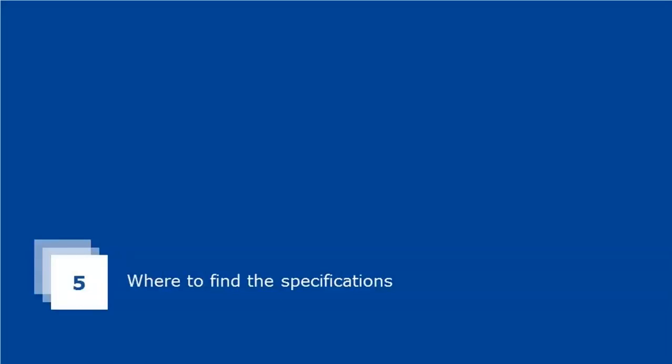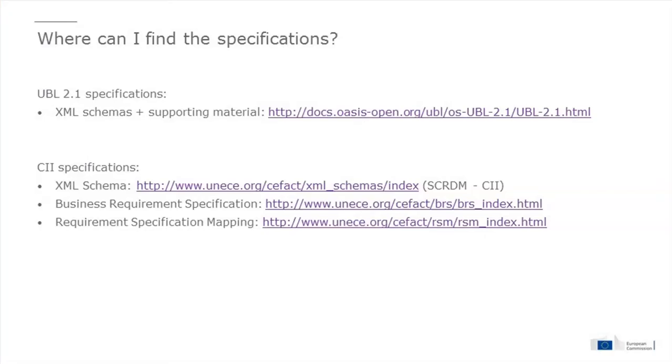So for where you can find the specifications, these slides will be possible to download from the CEF Digital pages afterwards. But the UBL, the whole set, including the schemas and all supporting documentation, is found under this address, which I've had here. For the CII, it's spread out a little bit on the CEFACT web pages. The schemas are in one section, and again, I point to the SCRDM version of the schemas.